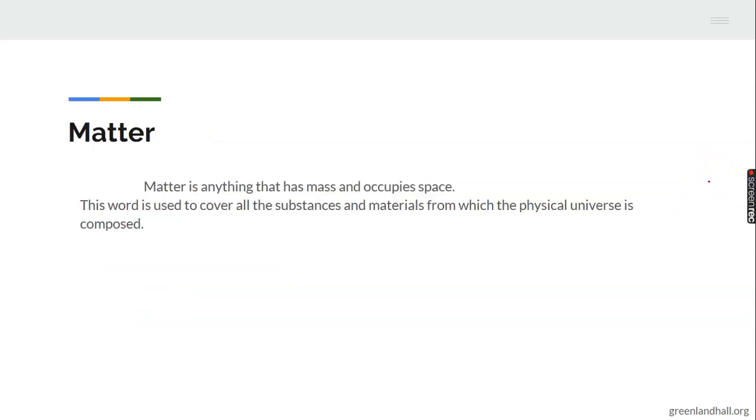Okay, the first thing, we all know from JSS1 or primary school, that matter is anything that has what? Mass and occupies space. Anything that has mass and occupies space. The word is used to cover all the substances and material from which the physical universe is composed. Anything you can think of, the table is matter because it occupies space and has mass of its own. Same thing with biro, human being, anything you can think of.